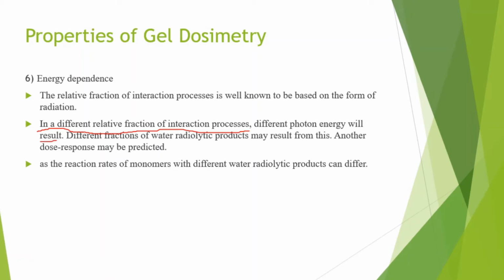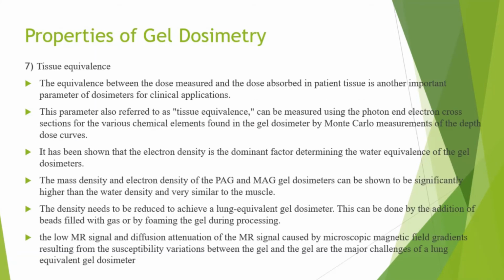So the different fractions of water radiolytic products may result from this. Another dose response may be predicted, as the reaction rates of monomers with different water radiolytic products can be different. So the number 7 is tissue equivalence.